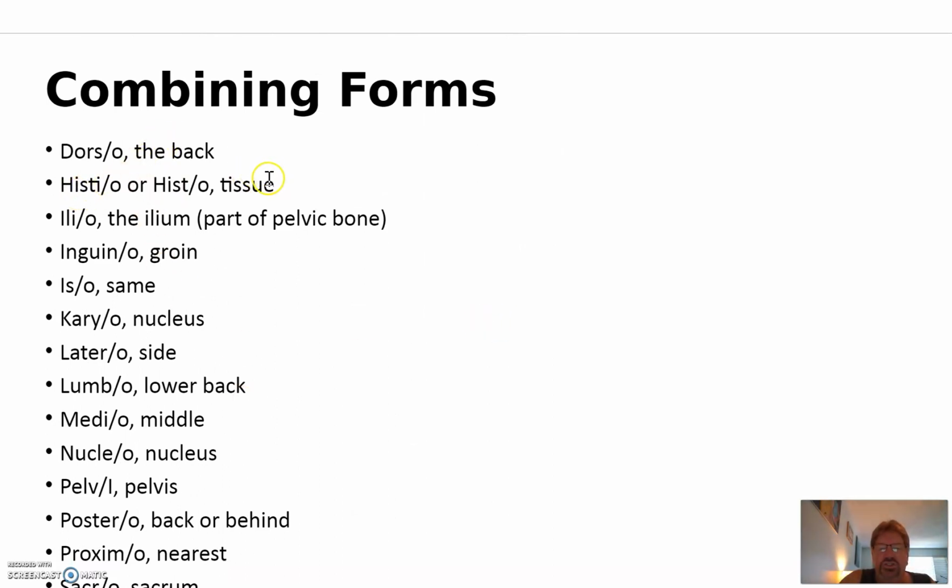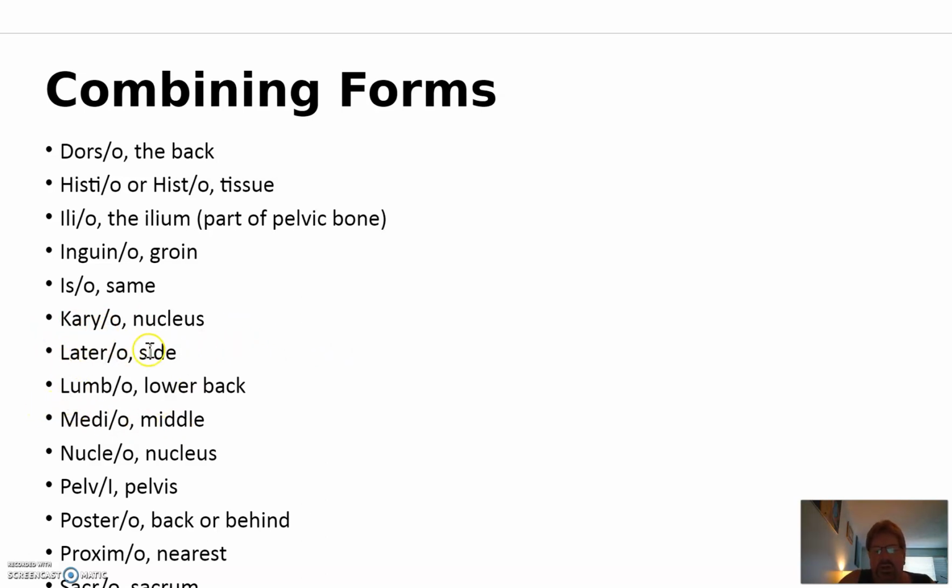Dorso means back. Histio or histo means tissue. Remember, microscopic tissue is microscopic anatomy. Ilio is the ilium, which is part of the pelvic bone. The pelvic bones are made of three separate bones that fuse into a big, solid, very strong bone. Inguinal is the groin region, the region around the groin. Karyo means nucleus, the nucleus of a cell. That is only used under certain specific instances.